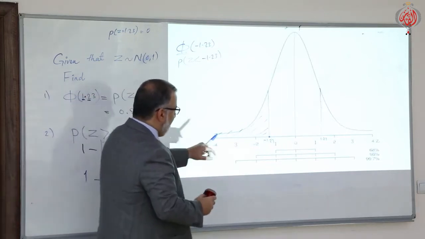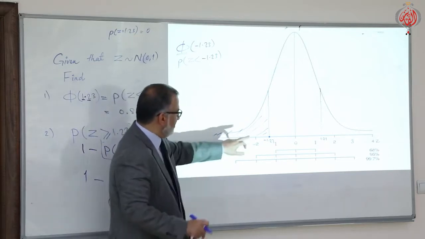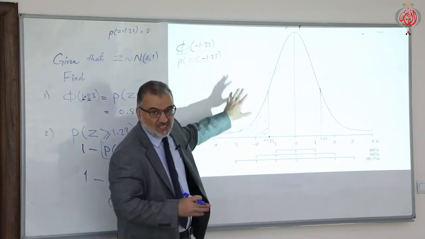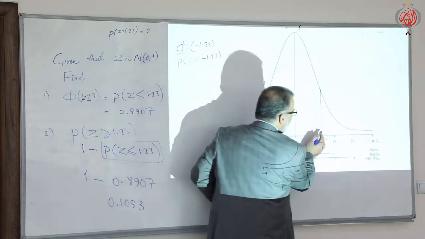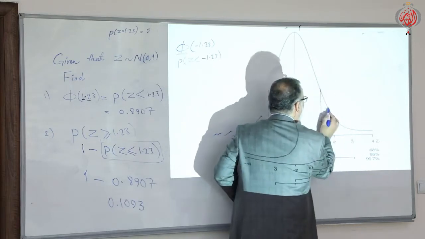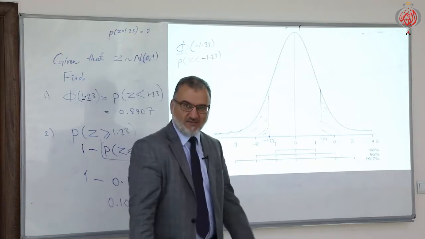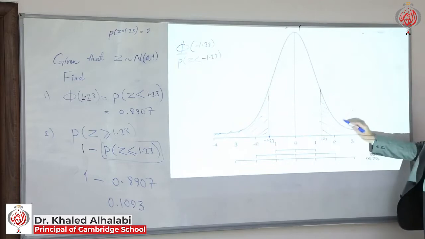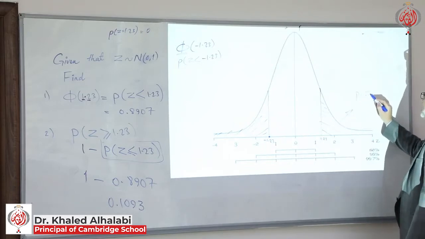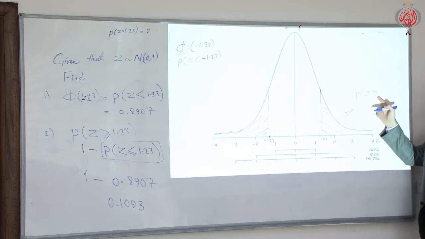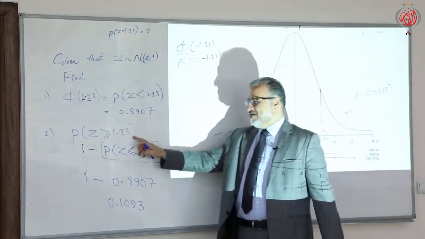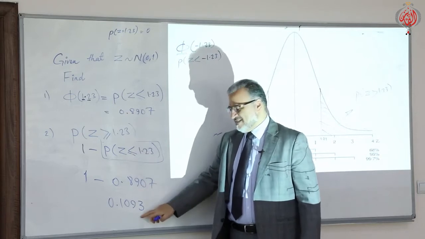We will say this area is equivalent to which area? Since this is symmetrical around the mean, this area is equivalent to that area. They have the same value of area. Area always is a positive figure. So this one is equivalent to that one. And what is this area? This is the probability of Z more than 1.23. And what is the probability of more than 1.23? We already calculated it, it is that one.